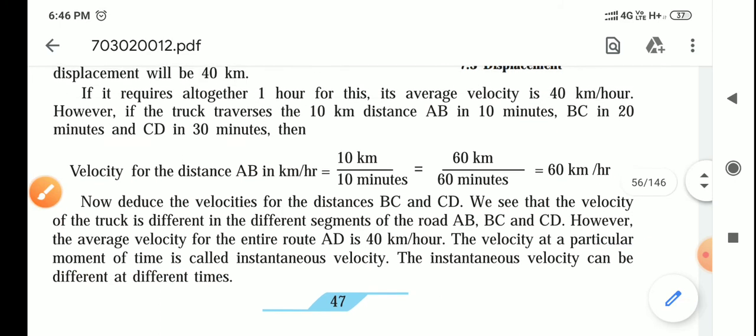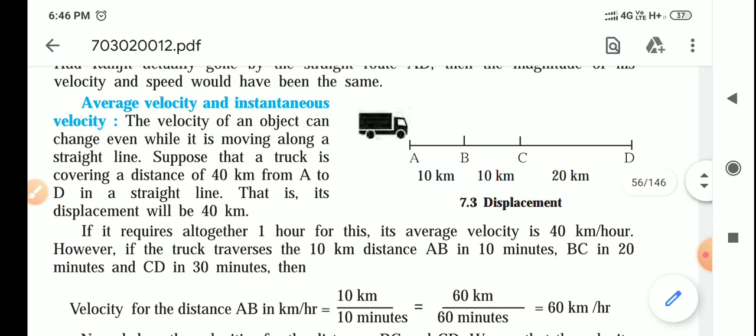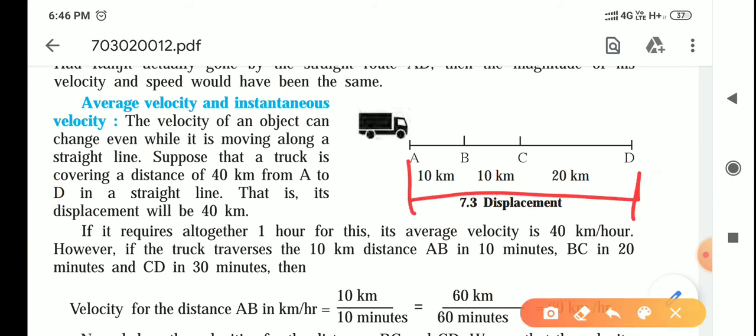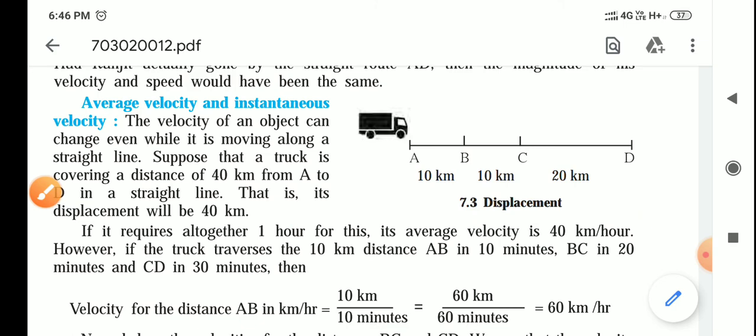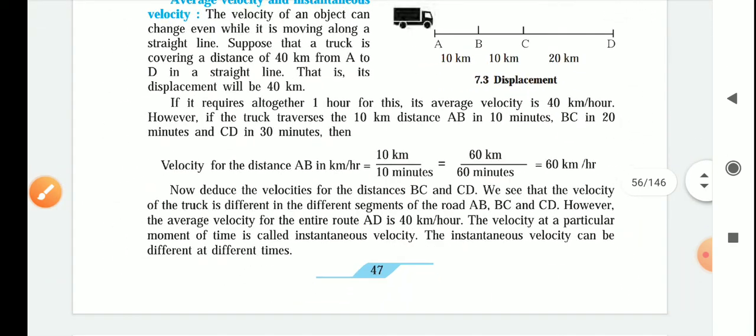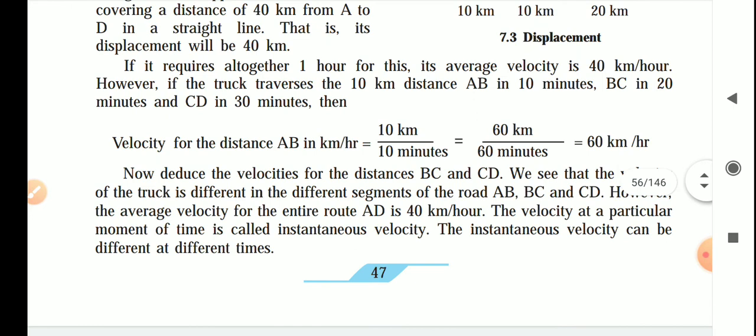So here the truck is taking 1 hour to reach from A to D. You can calculate the velocity, let's say at half an hour, or after 10 minutes, or after 15 minutes. So we are calculating the velocity at a particular moment of time, so it will be an instantaneous velocity for that instant. The instantaneous velocity can be different at different times, okay, so that again depends on various factors. So these are the definitions of average velocity and instantaneous velocity.